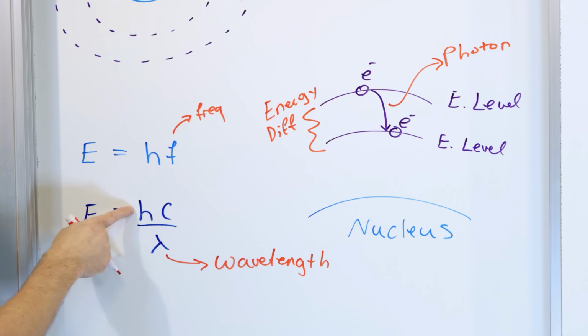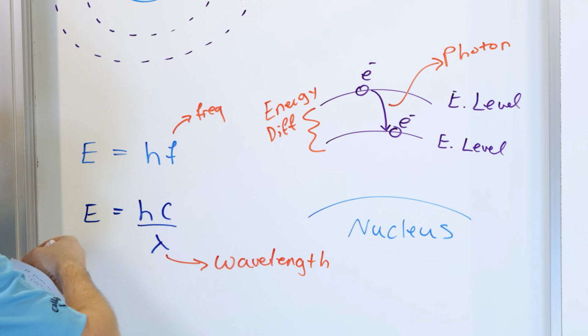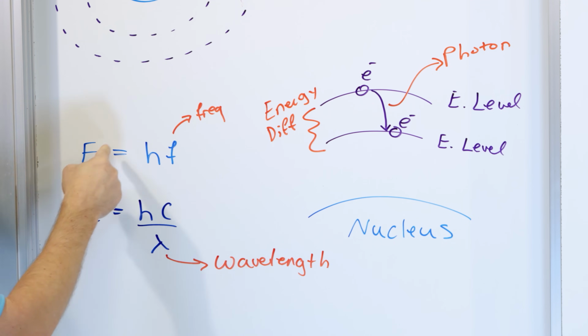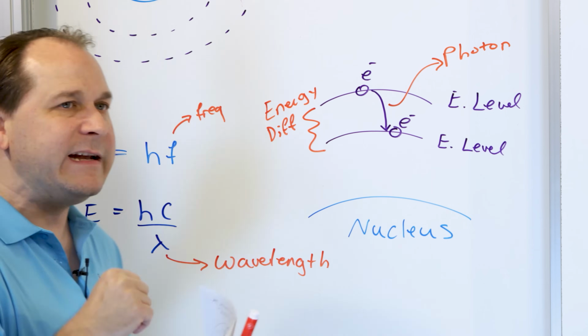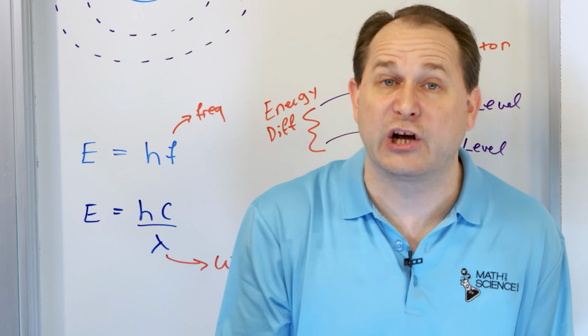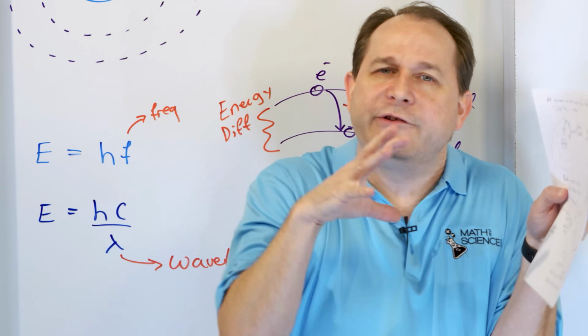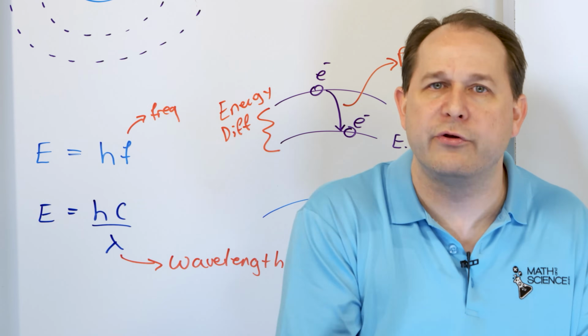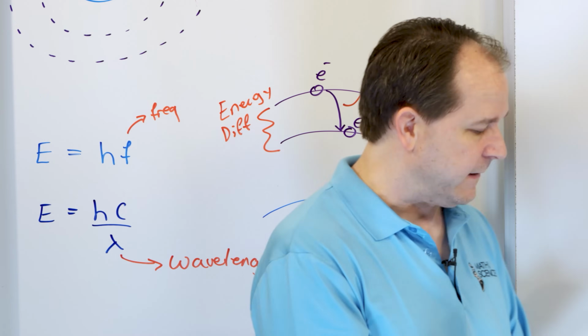But notice that h and c are just numbers here. So if I know the energy of the photon, I know its wavelength. If I know the energy of the photon, I know its frequency. And wavelength and frequency correspond to the color of the light. So I'm trying to get you to make the connection. If you know the energy of the photon, you know the color of the photon because you know the wavelength and the frequency of the photon.